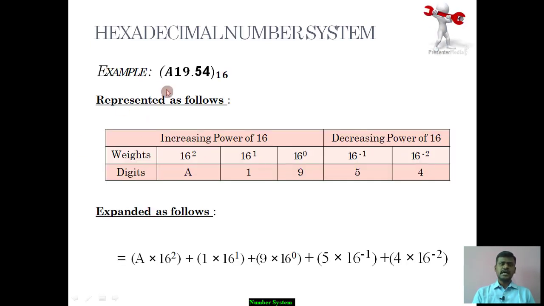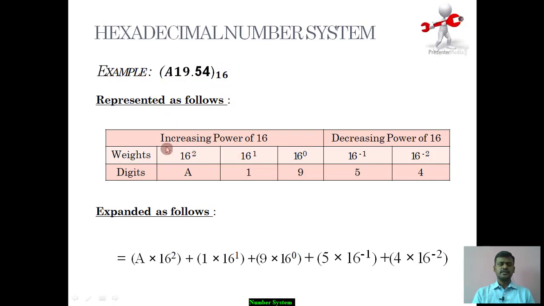So this is a hexadecimal number. You can see here we have used alphabets as well as numbers. In the case of hexadecimal values, the numbers will be represented with a combination of alphabets as well as numbers. So this is a hexadecimal number, and it has 16 as its base. So we will represent this number in a table.